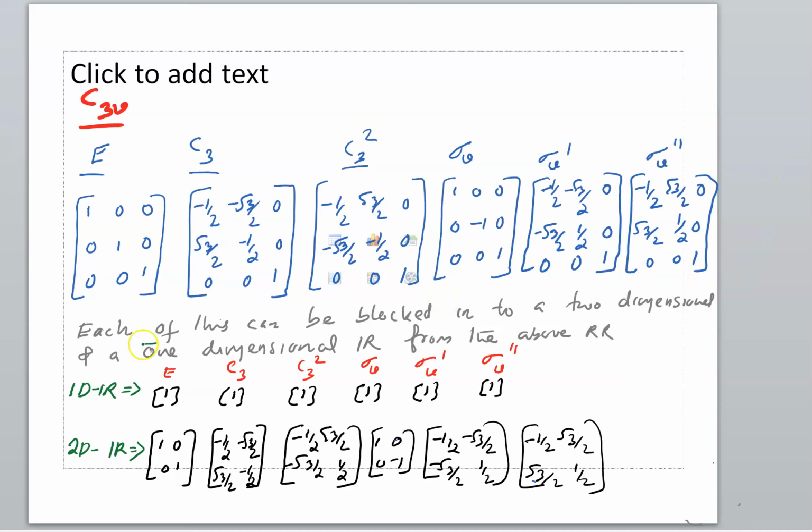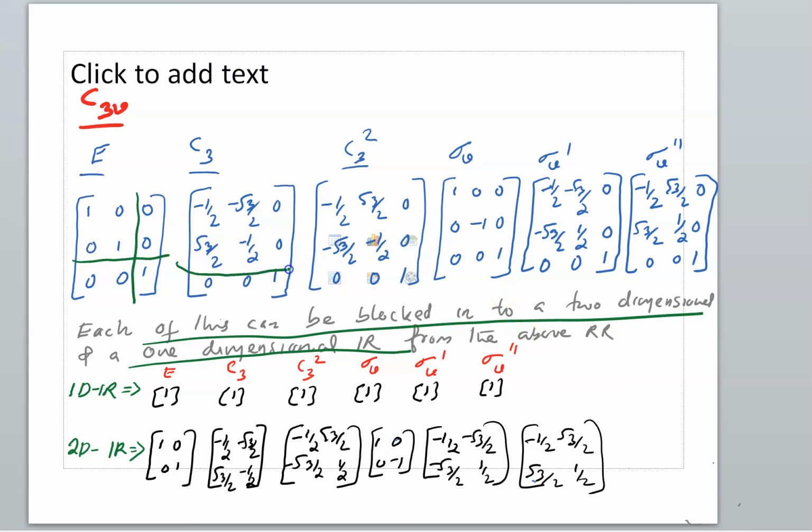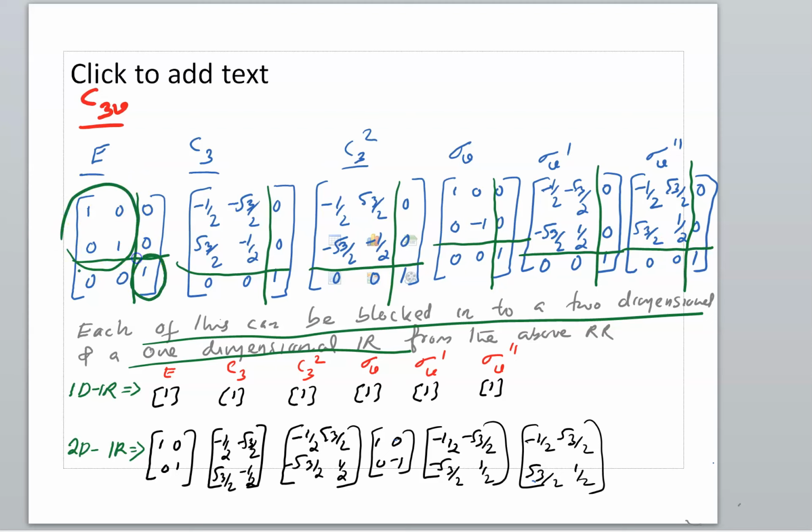And each of these can be blocked into a 2-dimensional and a 1-dimensional IR. That is, we can block factor this like this. The other, non-diagonal elements are 0. So we can simply block factor these matrices into 2 representations. One is a 2-dimensional representation, and this is a 1-dimensional representation. So we get 2 IRs.